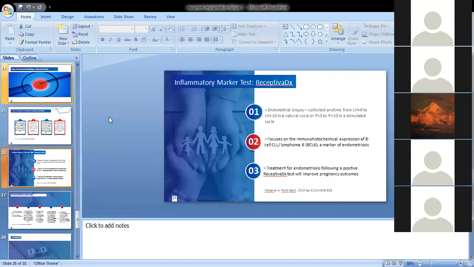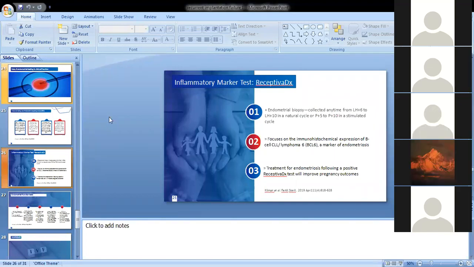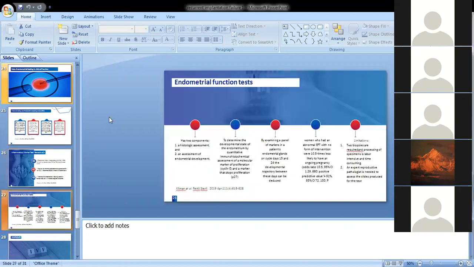Now coming to inflammatory marker testing: is there any role of inflammatory marker testing in recurrent implantation failure? Of course, people are trying. You collect an endometrial biopsy anytime from 6 days after the LH surge to 10 days after the LH surge in a natural cycle, or 5 to 10 days after progesterone exposure in a stimulated or HRT cycle. It focuses on the immunohistochemical expression of the B-cell lymphoma marker, and treatment of endometritis following a positive inflammatory marker test will improve pregnancy outcomes.